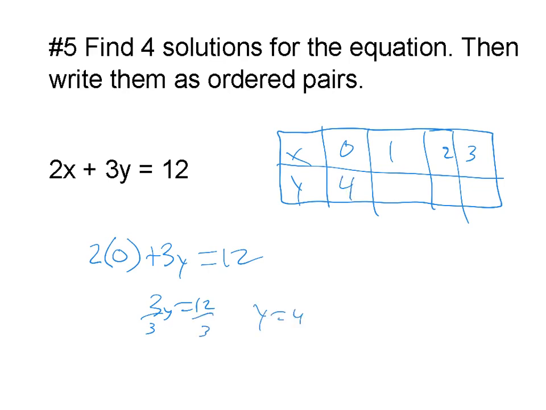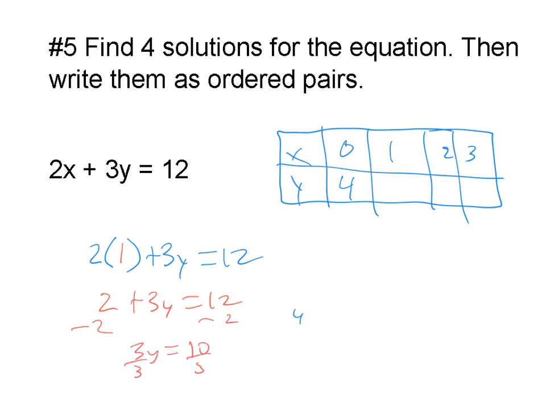So when we put a 0 in, we got a 4. This time we're going to put a 1 in instead of a 0. Let's see what happens. 2 times 1 is 2, plus 3y equals 12, minus 2, minus 2. We get 3y equals 10, divided by 3, divided by 3. Y equals 10 over 3.